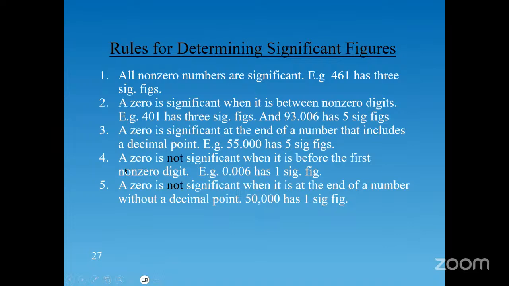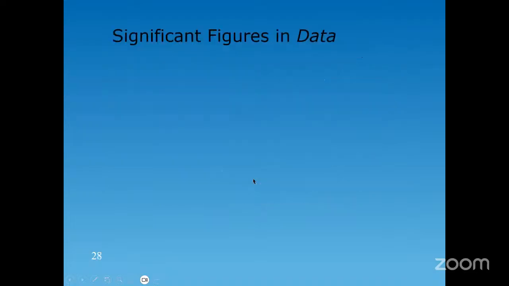Now this is a situation where a zero is not significant, right? It says here a zero is not significant when it is before the first non-zero digit, right? So an example is shown here. If you have zeros such as this, you have 3 zeros here before the first non-zero digit, then those zeros are not significant, all right? So therefore, this has only one significant digit expressed right here, all right?